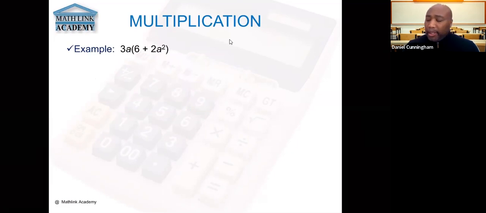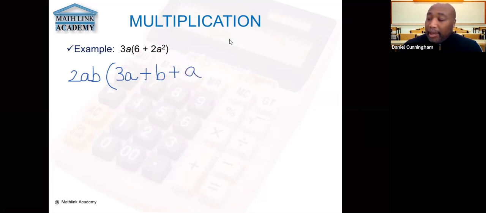Let's do another multiplication problem. We'll stay on this screen here. So I'm going to give you another one. Let's do another example. Let's say we have 2ab times 3a plus b plus ab, and then we say square.